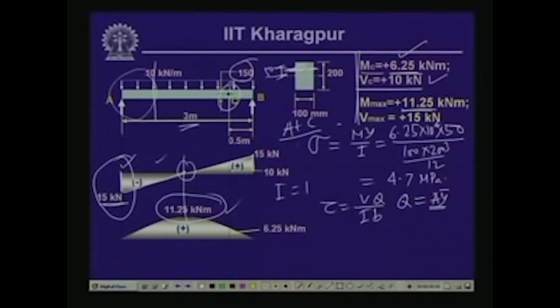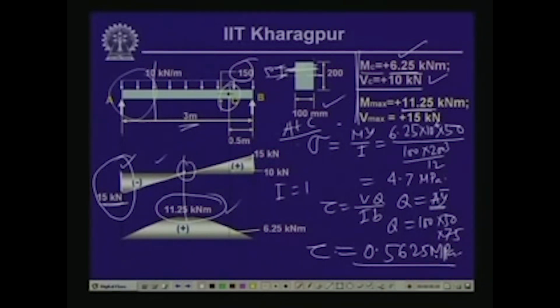So, we have to compute this particular segment, and its area is equal to 100 times 50. So, Q is equal to 100 times 50, which is the area, and its own CG is 25 from the top. So, from the neutral axis it is 75. This multiplied by 75 is Q, and I again is 100 into 200 cubed by 12, and b is equal to 100. If you substitute this, you get the value of tau as 0.5625 MPa. This is the value of the shearing stress that you get at point C.